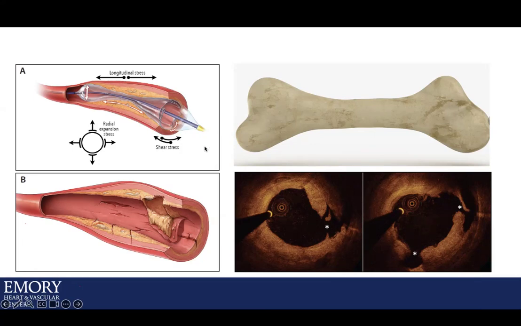And the reason is when you inflate a balloon in an atherosclerotic plaque, there's really no place for that plaque to go except to dissect. And when you have dissections below the knee, it's a problem because you have to cover these dissections a lot of times, and you end up using stents in small vessels, and that's not a good thing.